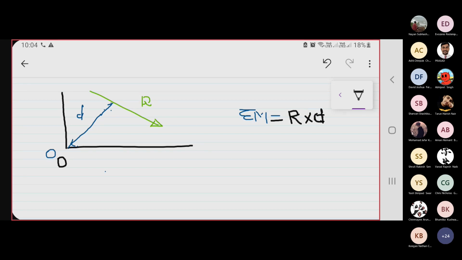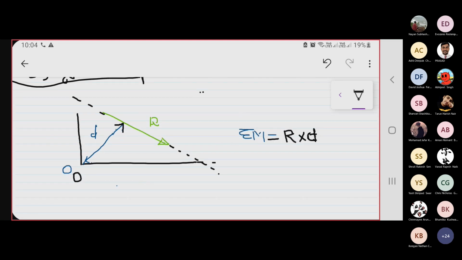Summation of moment is equal to that force R into the distance D. Or we can write this, if we go further, it will intercept somewhere at two points, one on the x-axis, one on the y-axis. Let's say this has two components, summation of Fx and summation of Fy. Why? Because it is directing towards which quadrant? Fourth quadrant.